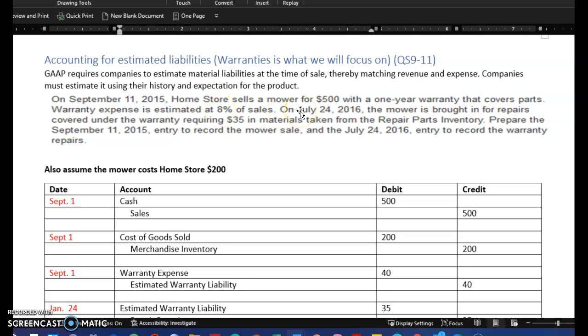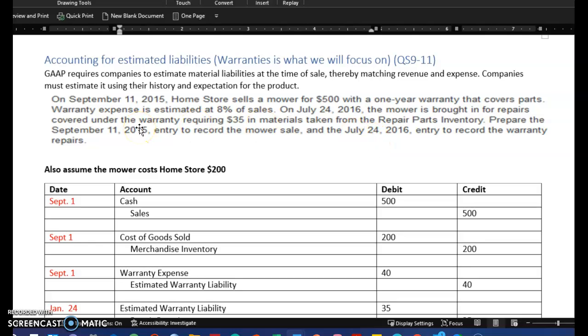On July 24th, the mower is brought in for repairs covered under warranty, requiring $35 of materials to be taken from the repair parts inventory. Prepare the September 11th, 2015 entry for the sale and the July 24th entry for warranty repairs.